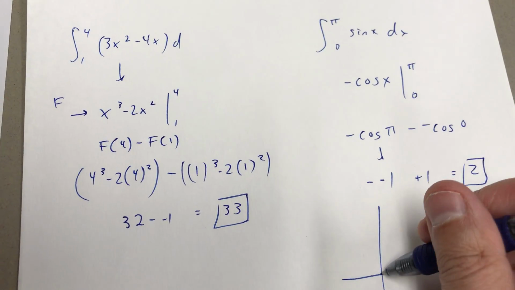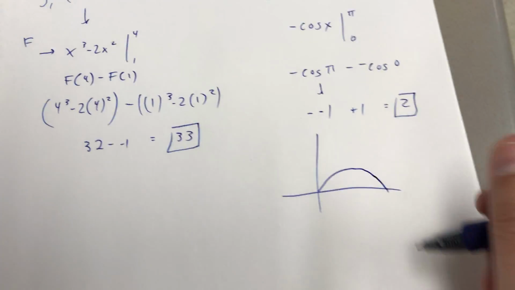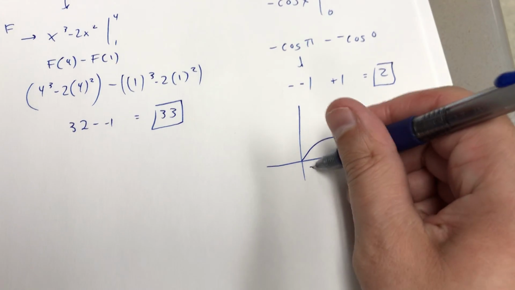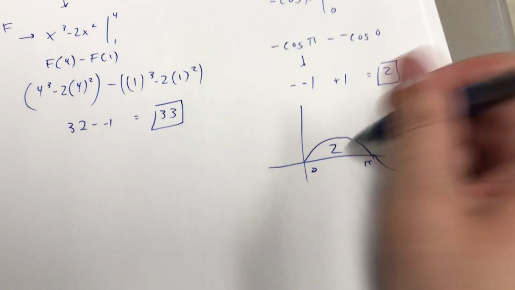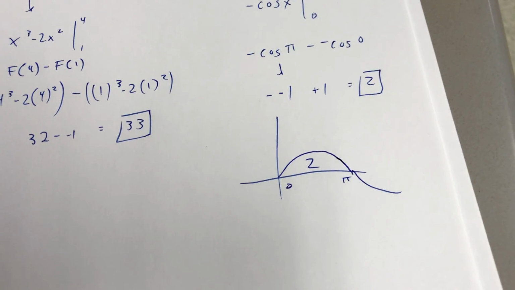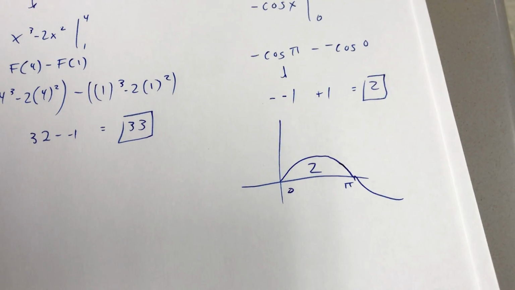And by the way, that is fascinating. It tells you that the area under one curve of the sine function between 0 and pi is exactly the whole number 2 units. Crazy, huh?